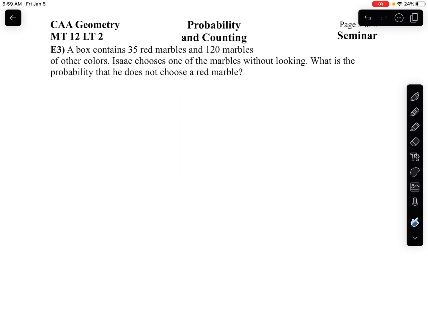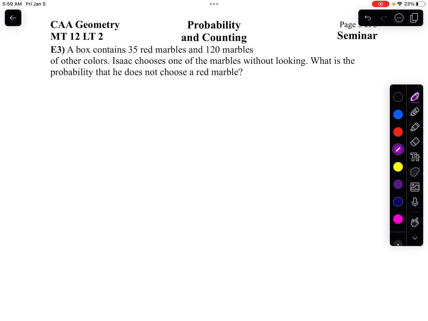Let's review example 3 here. On example 3, we got this box. It has 35 red marbles and 120 marbles of other colors. Isaac chooses one of the marbles without looking. What's the probability he does not choose red?